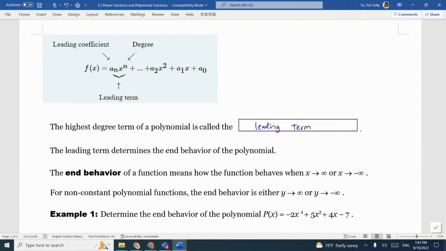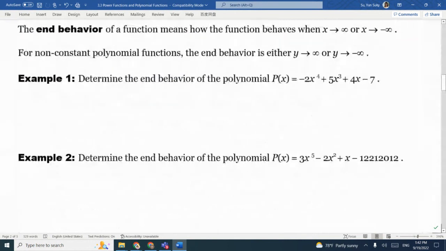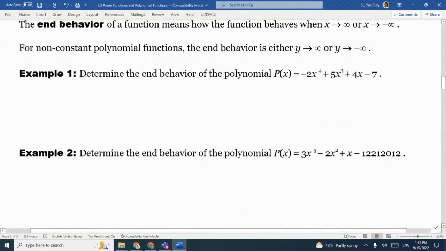Example: determine the end behavior of the polynomial. Okay, so how do we do this? When we look at this, only look at the leading term, because all those smaller degrees don't affect much. Only the leading term dominates. So when we look at the end behavior, look at the leading term.